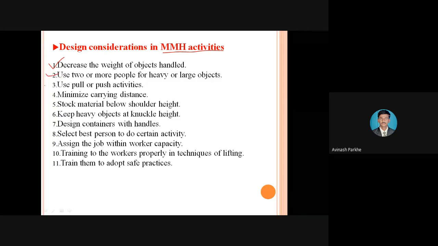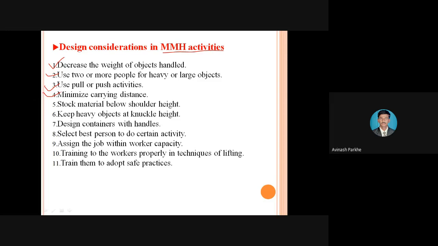Then third, use pull and push activities. If I have to move the load or heavy components from one location to another location, I can use the activity of pull and push. I can shift those particular components from one location to another location. Minimizing the carrying distance.